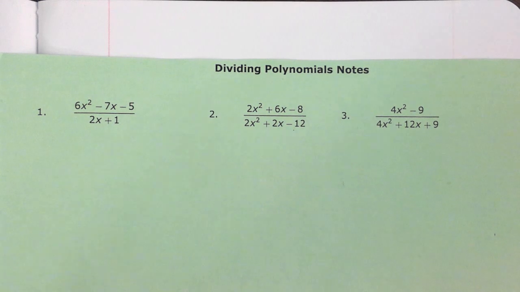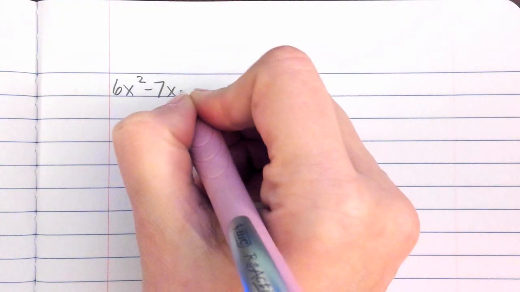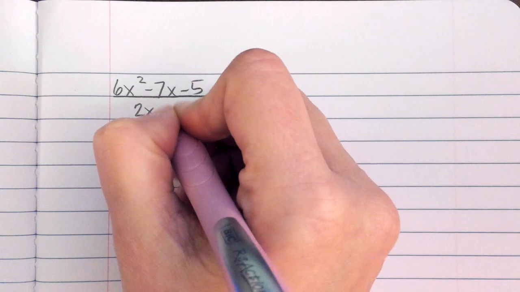These are the 3 problems from your note paper. And as I said in class today, we really don't have enough room on that note paper for you to actually write your work in a clear way. So we're going to write it in our notebooks. Okay? So the first problem says (6x² − 7x − 5) over (2x + 1).